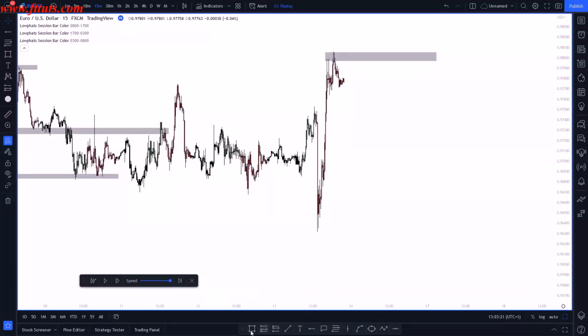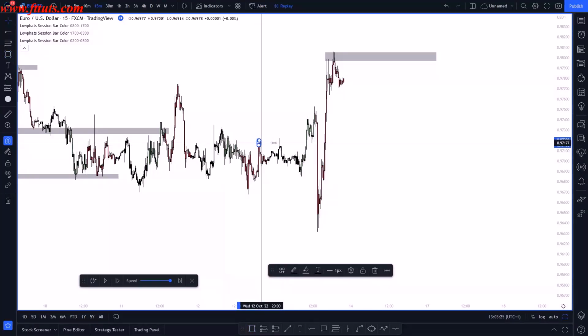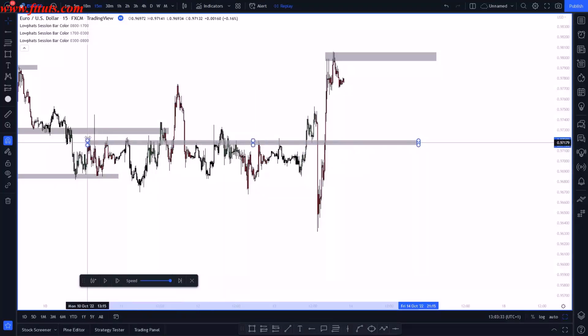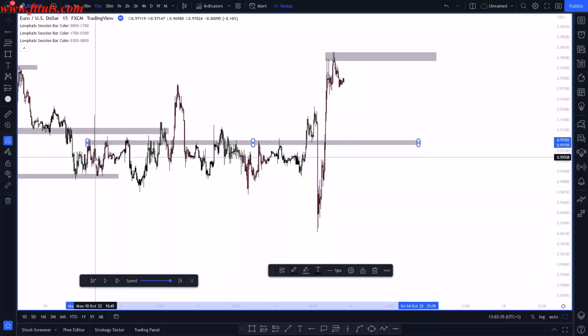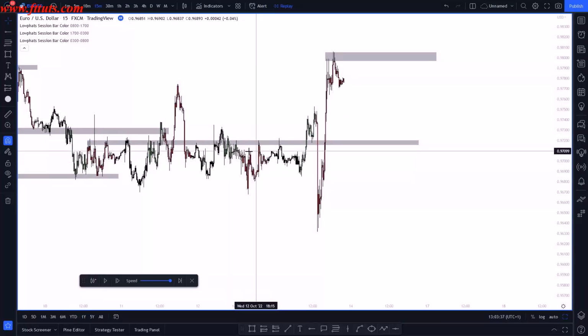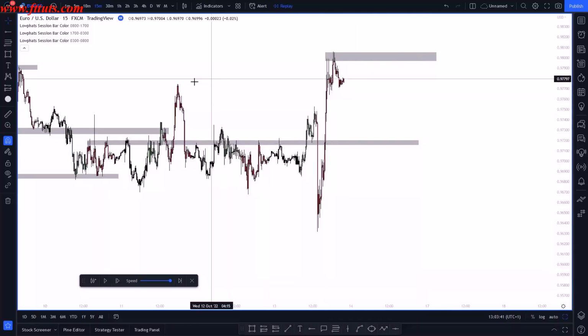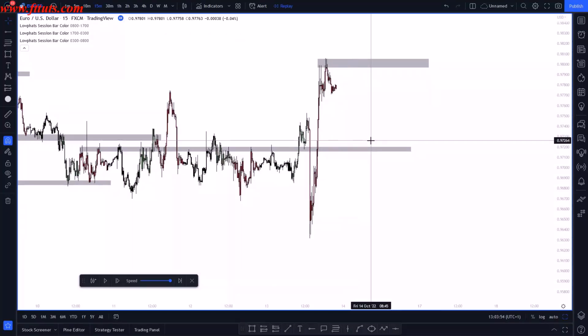Well, we have this zone right there. If I get that across, so that was Wednesday's US high. You can see that was a clear US zone right there. And if I actually take that across, you'll see it was respected on Monday as well. So Monday and Wednesday, this high zone here was created. So if we can pull back and tap into that zone, then that could be a nice reaction point.